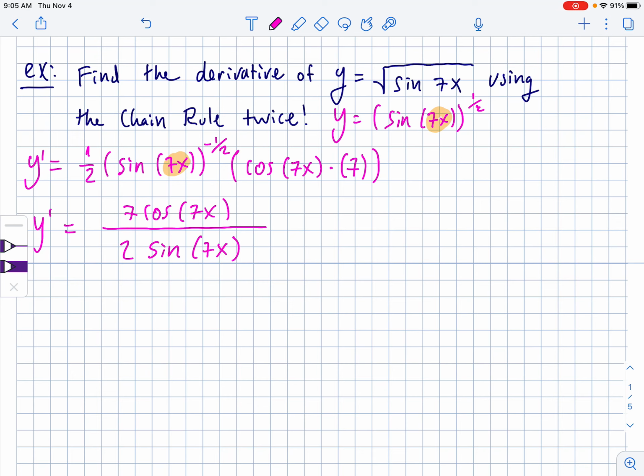Oh, but that's the square root of that. So let me... Would you like that sound effect? What happened? Sine 7x. There we go. Chain rule twice. It actually wasn't that bad.